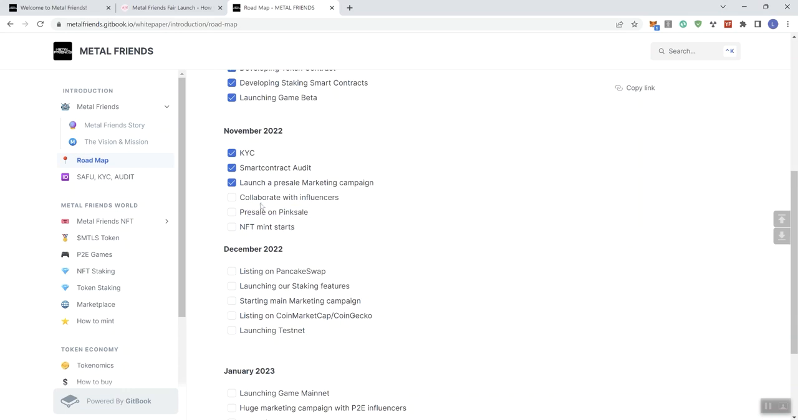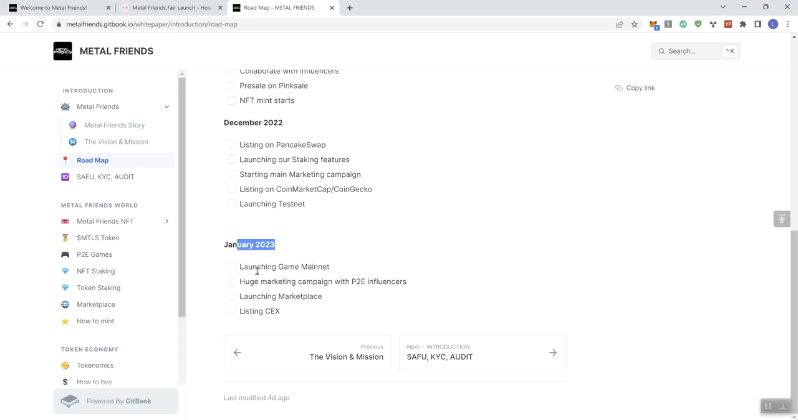So we are a little bit behind. Looking at December: listing on Pancake, launching the staking feature, starting main marketing campaign, listing on these two platforms, CMC and CoinGecko, and launching testnet. In January 2023, we see launching game mainnet, huge marketing campaign with P2E influencers, launching marketplace, and listing on a centralized exchange. But we don't get a tier, and we don't know which one they're going after.